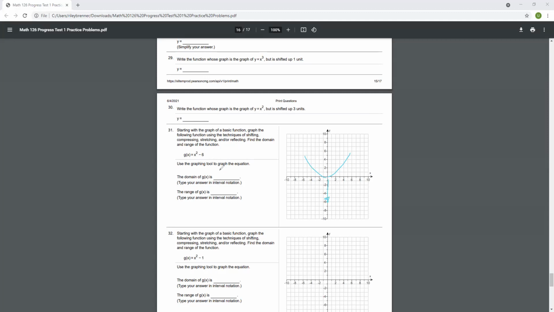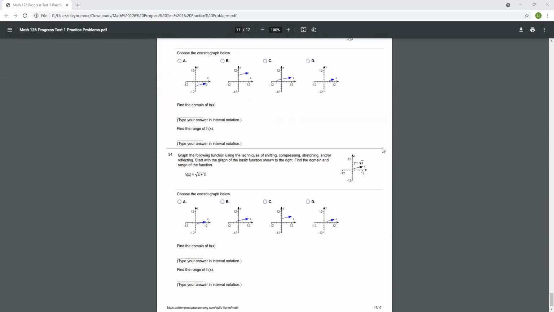Besides that, it's just identifying domain and range. You can plug any number into a polynomial and get a number out. And then you just have to identify the range. Again, I like to trace. So once I did that transformation, I would end up with a parabola down here. And so I would start at -6 and then include it because I can get it out, and then continue on up forever. Same thing for 32, and then the last two are almost exactly the same.